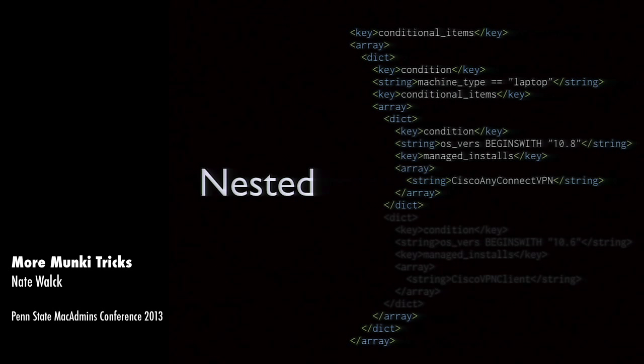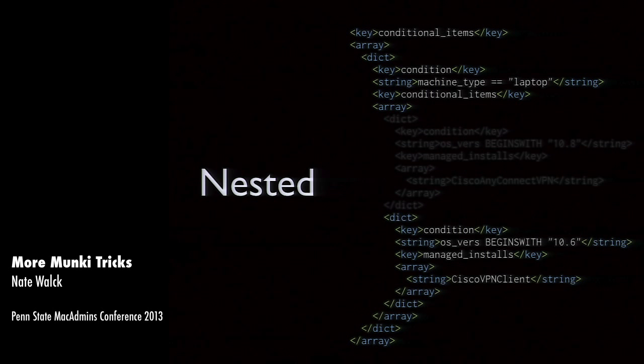So the way this would read is, if it's a laptop and OS version begins with 10.8, install Cisco AnyConnect VPN. Or if it's a laptop and it's 10.6, install this. So to read it from top to bottom would be, if it's a laptop and it's 10.6, install this. Or if it's a laptop and it's 10.8, install the other one.